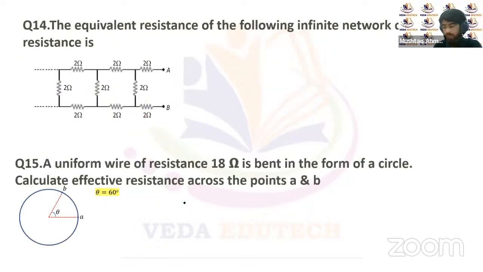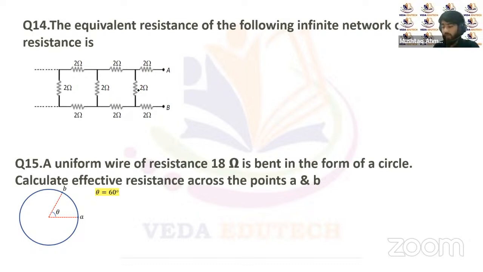Now let's move on to another question, a very important and frequently asked question in different exams, be it NEET or JEE. The network we call a ladder network or the infinite series network. You can see the equivalent resistance of the following infinite network of resistance. This network repeats itself up to infinity. The same type of network is repeated continuously up to infinity.